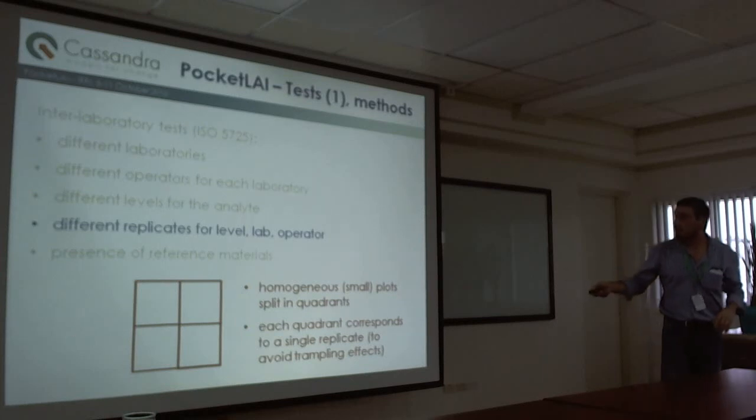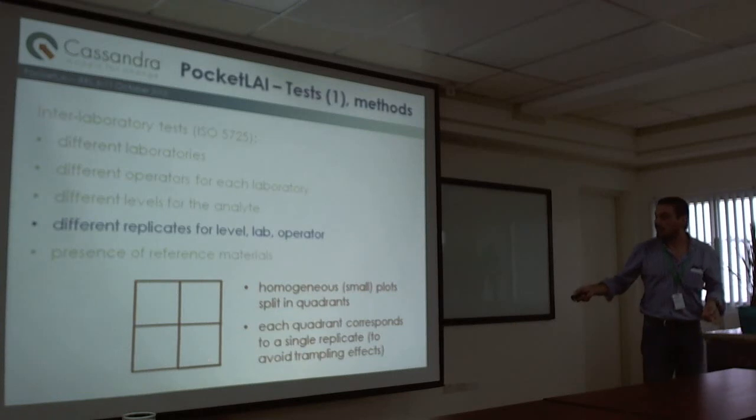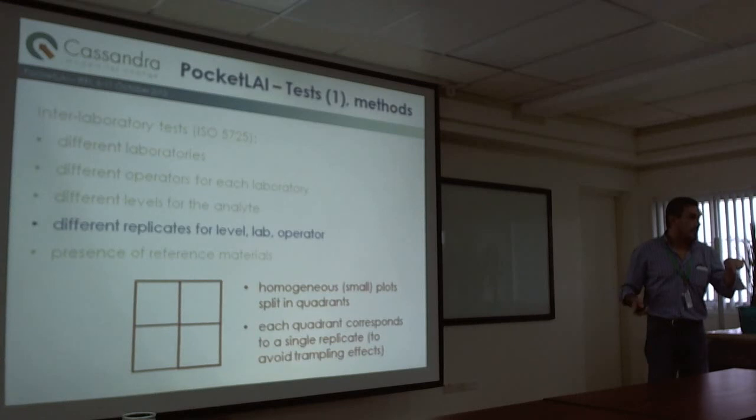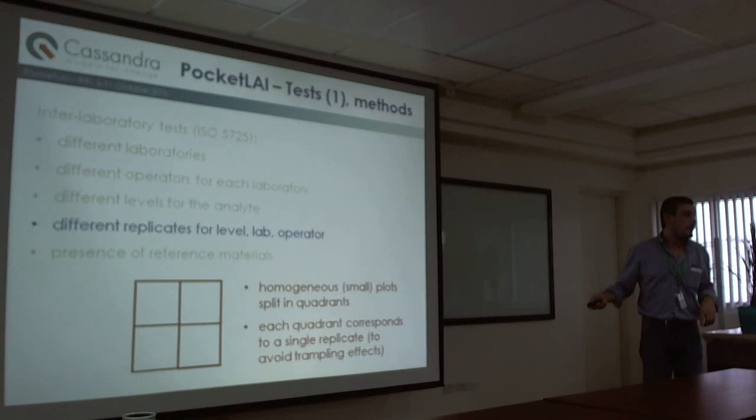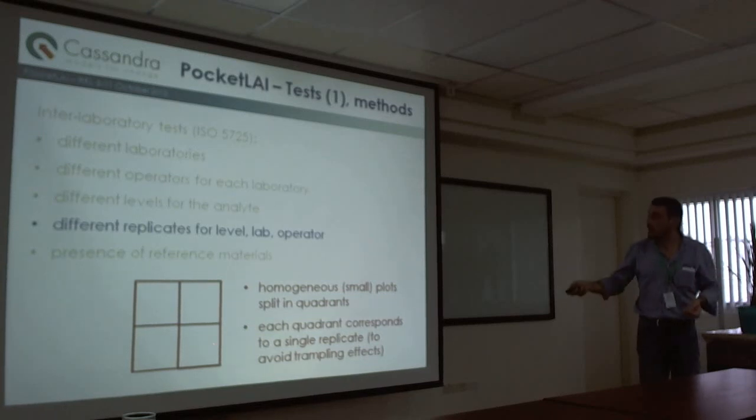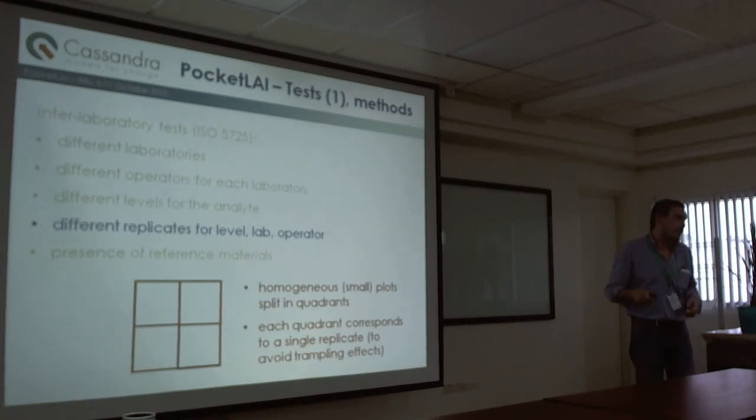And then we divided the plots in quadrants. So we said to the students, okay, let's work only here, and make your replicates for each laboratory and for each student, 1 here, 1 here, 1 here, 1 here, in order to avoid trampling effects. So we assumed these quadrants as homogeneous, because we selected very homogeneous parts of the field. It was small, so it's possible that it's quite homogeneous. And so the replicates were performed in this way, to avoid trampling effects, basically.